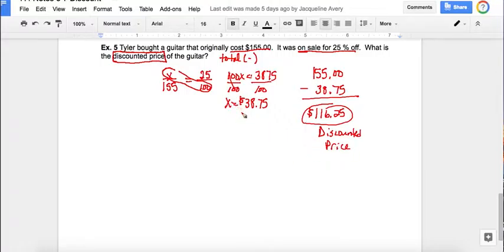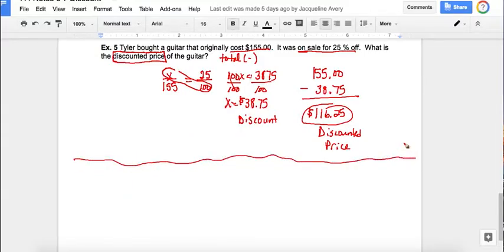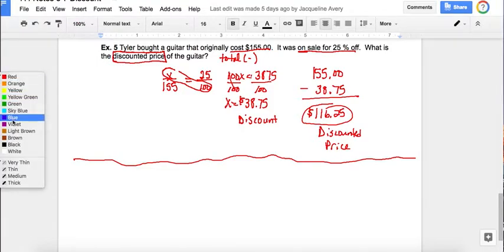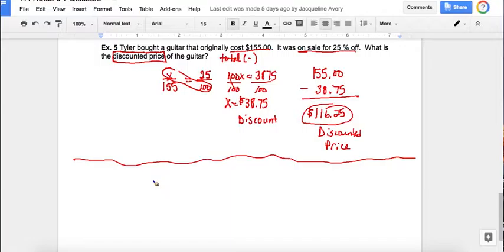This is the discounted price, and remember this right here was just the discount. Okay, now let's draw a little divider here. And I want to write down a few keywords here so that when you're doing these word problems in your classwork and homework, you can look back at this list if you need to.